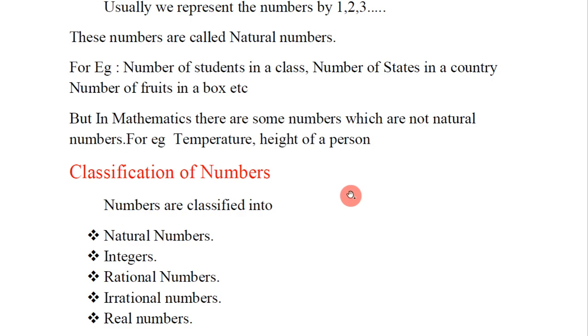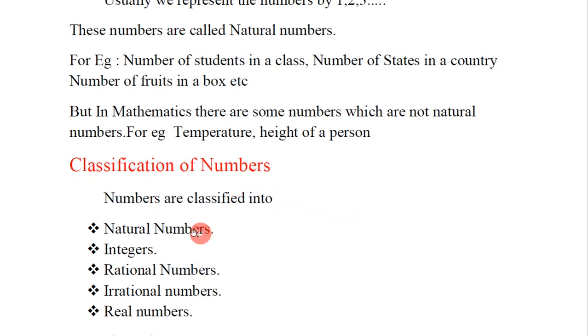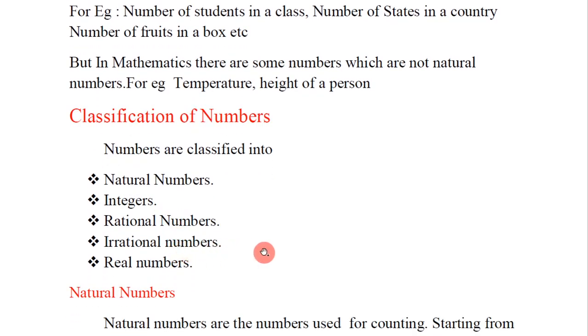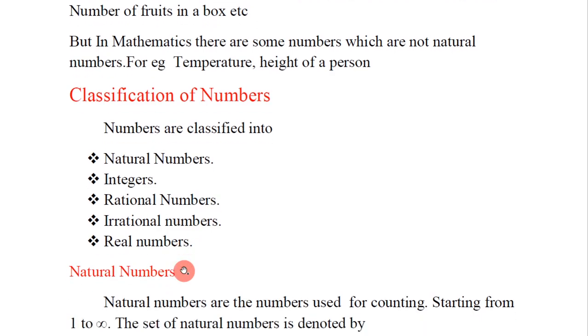But in mathematics, there are some numbers which are not natural numbers. For example, temperature of a place, height of a person, width of a room, length of swimming pool, etc. may not be natural numbers always. So, we classify the numbers into different types of sets. They are natural numbers, set of integers, set of rational numbers, set of irrational numbers, and set of real numbers.